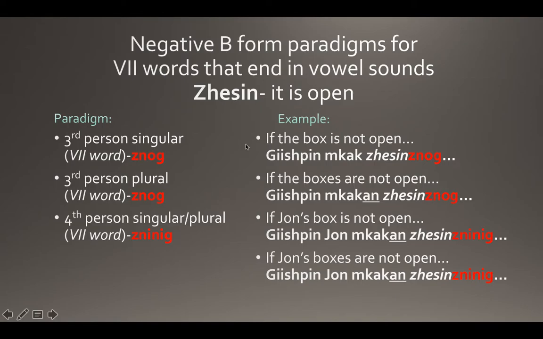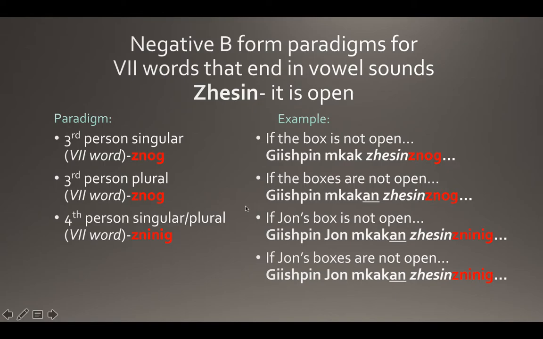Moving on to our third person plural. So it's if the boxes are not open. So again, gishbin means if. Mkuk means box. Mkukun means boxes. Then we have jasin for open. But we have our negative B form suffix, znug. So altogether, that's gishbin mkukun jasin znug.